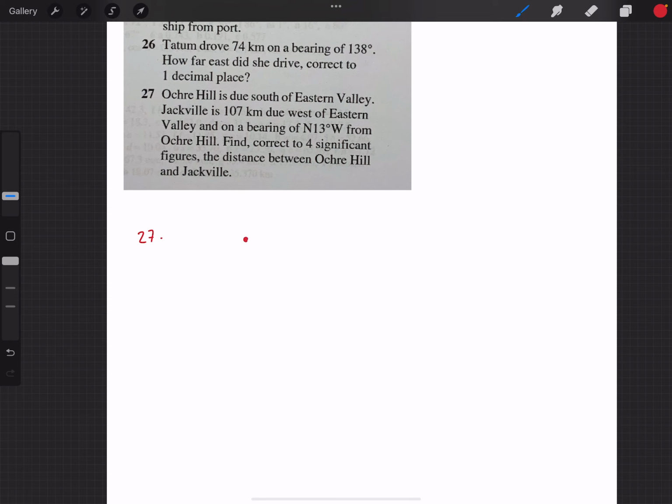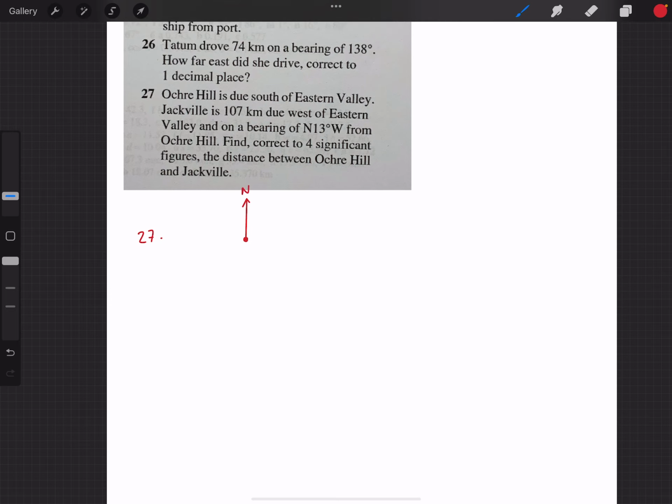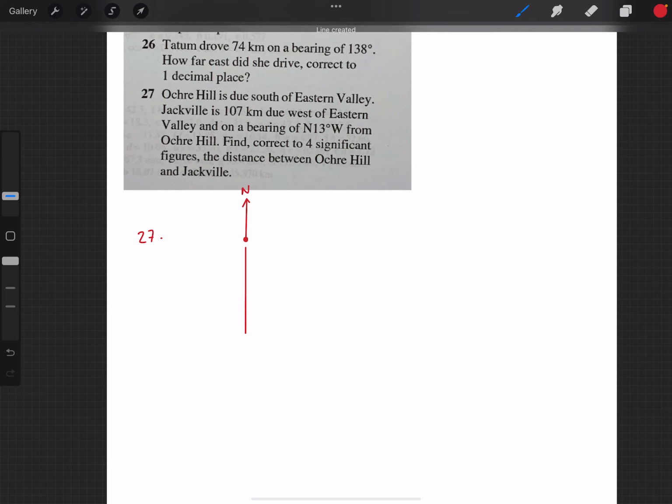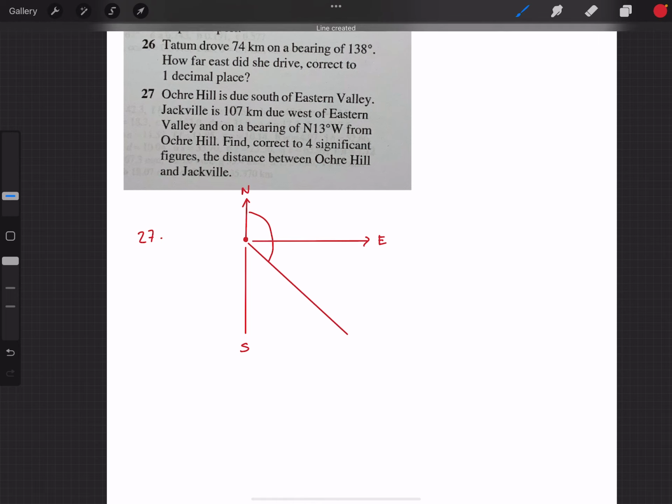So we have her starting position there, and this is her north. Now a bearing of 138 degrees looks something like this. This is your south, so 138 is past 90. This is 90 degrees, this is east. So we've passed 90 degrees, we've gone a little bit more, and we're over here somewhere. So she drove out this direction, 74 kilometers that way, and this is her car.